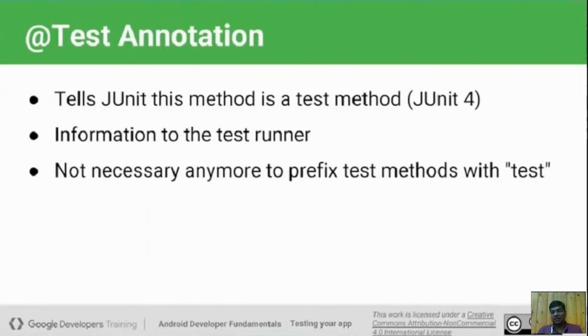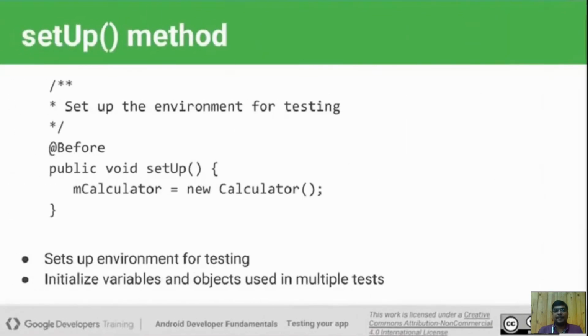The @annotation has been inherited from your JUnit 4 test class only. And it is not necessary to put the test prefix before your testing methods anymore. You can just put any method name, and if you want to make that method a testing method, all you have to do is put the annotation @Test.